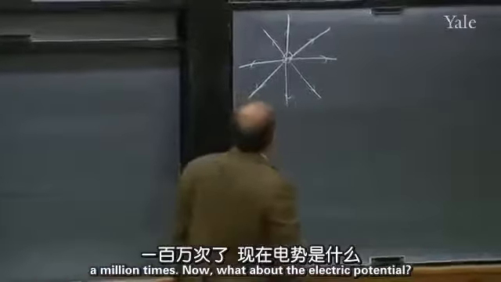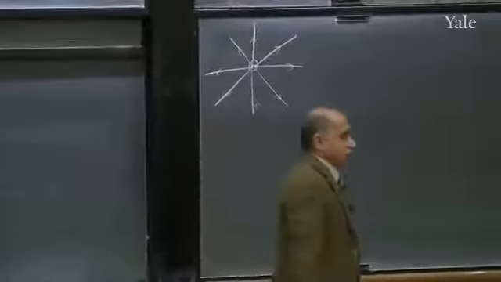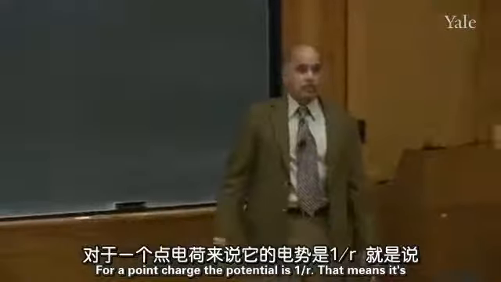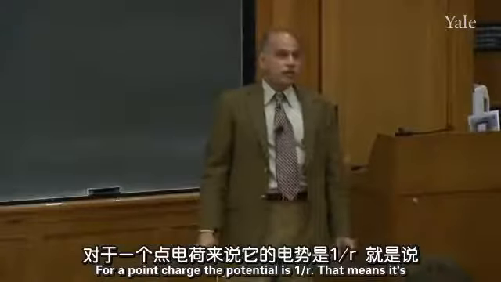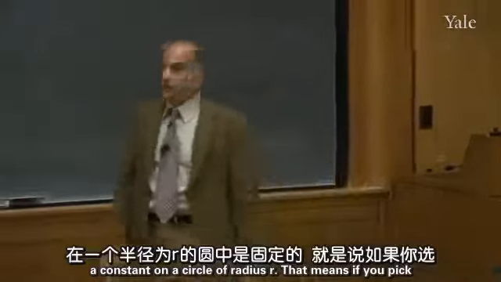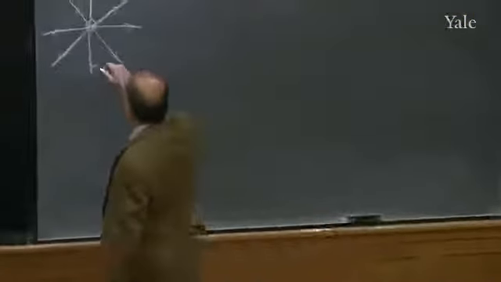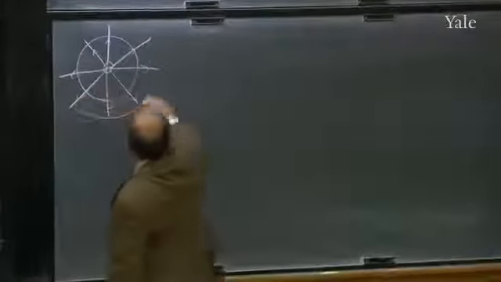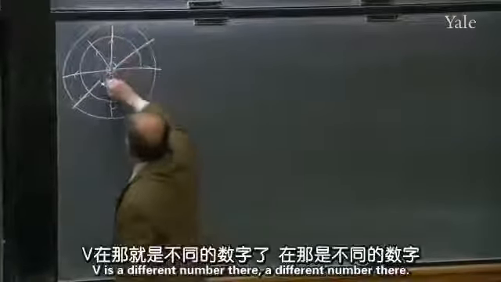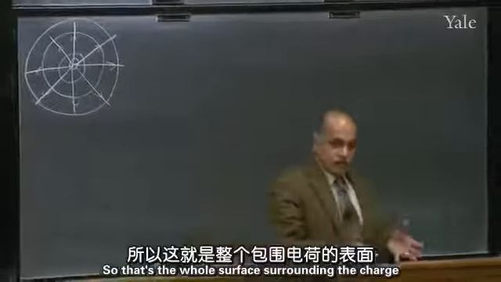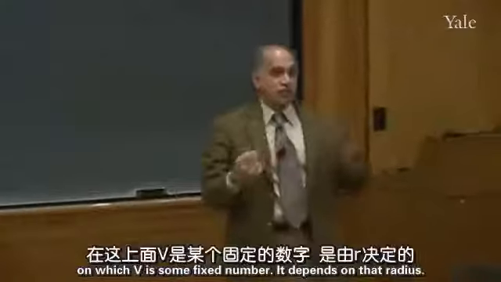Now, what about the electric potential? For a point charge, the potential is 1 over r. That means it's a constant on a circle of radius r. That means if you pick any circle, or a sphere, I'm sorry, V is one number here, V is a different number there, a different number there. So that's the whole surface surrounding the charge on which V is some fixed number.